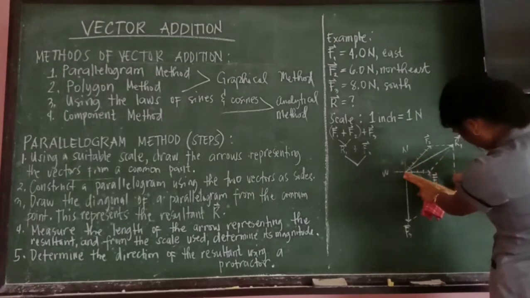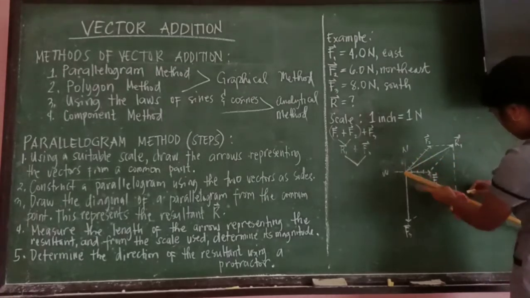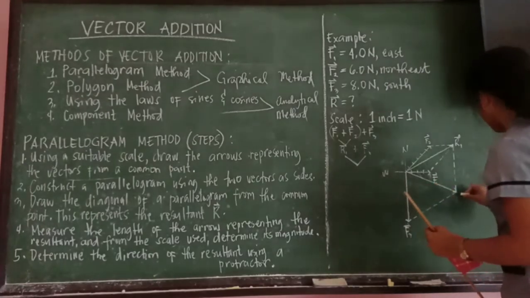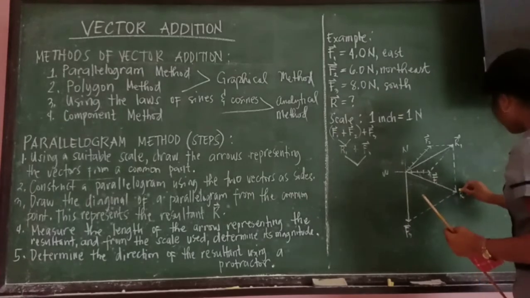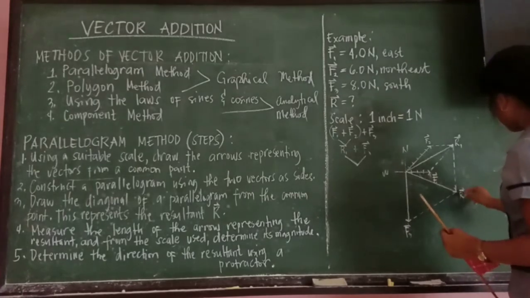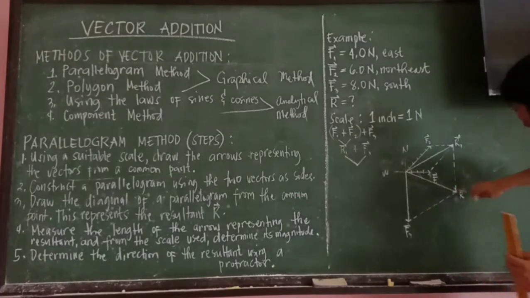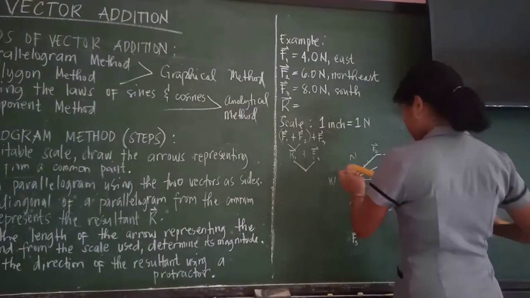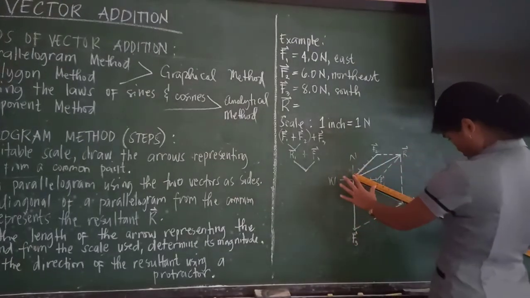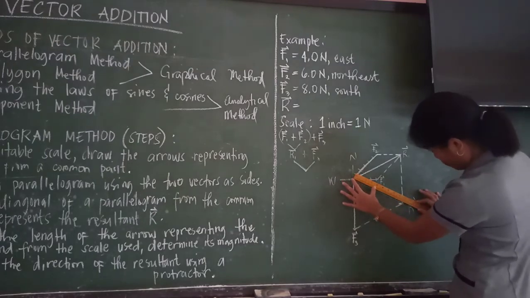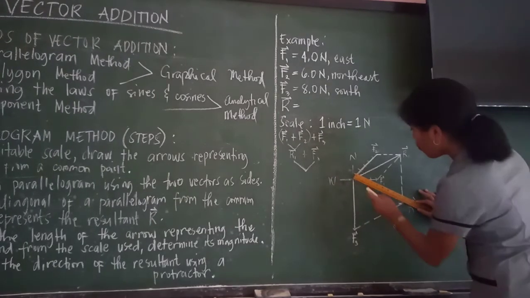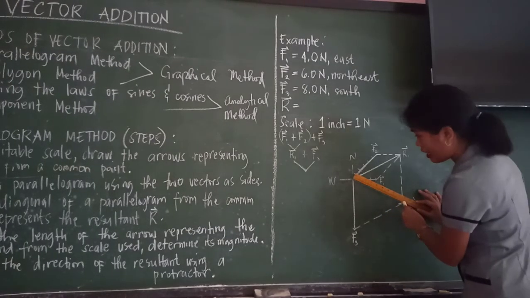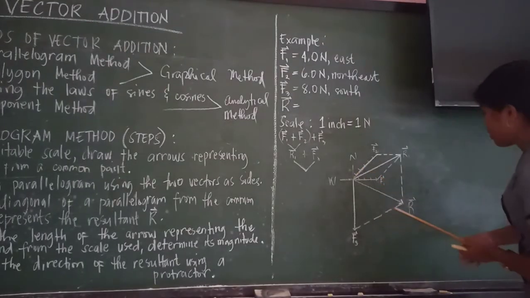This is already the final resultant. Okay, this is vector R. Okay, let's count it again. We have 1, 2, 3, 4, 5, 6, 7, 8, 9. 9 newtons.